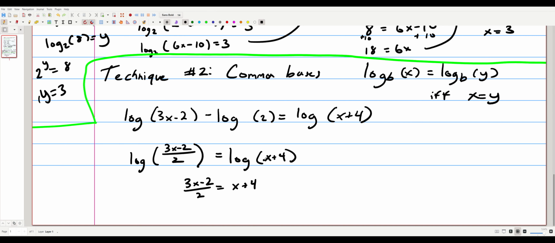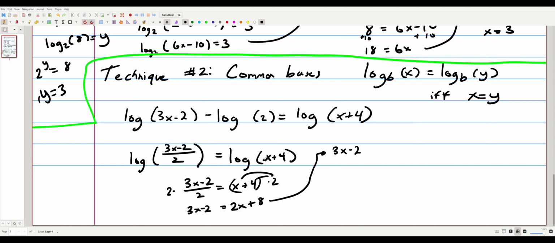And now we solve. And so we want to get x by itself, so let's just multiply 2 to both sides. That cancels the 2 on the left side. And then on the right side, we have to FOIL this 2, right, because we're working with a binomial. 2 times x is 2x, 2 times 4 is 8. And now we're just working with a regular linear equation, right? These should be our bread and butter at this point.